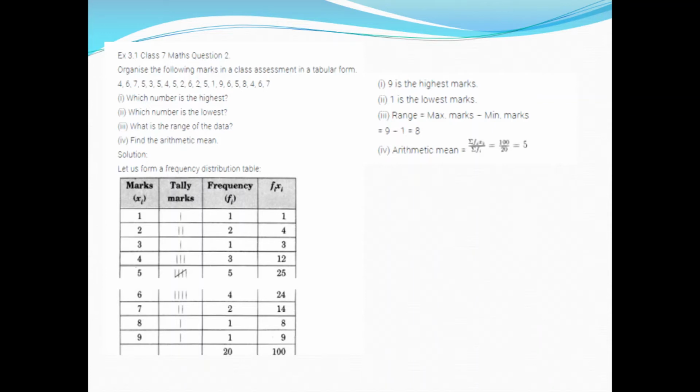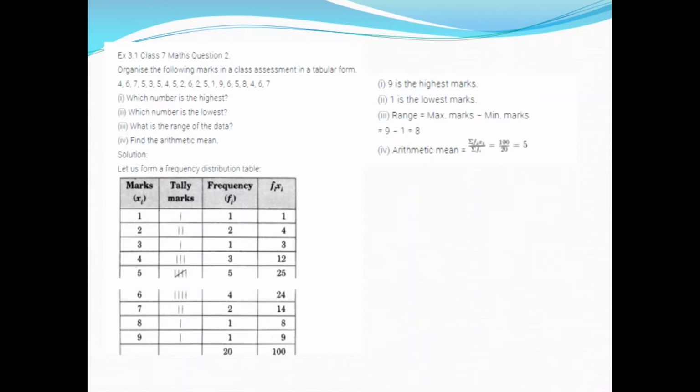So marks are 1 to 9, 1, 2, 3, 4, 5, as you can see in the table. We'll be writing these marks and finding out the frequency from the data, that is, how many times 1 exists. So 1 is 1 time, so we'll make the tally marks as 1. Then 2 is 2 times, 3 is 1 time, 4 is 3 times, 5 is 5 times, 6 is 4 times, 7 is 2 times, 8 is 1 time, and 9 is 1 time. At the end we have to count the frequency. The total number should be equal to the given data.